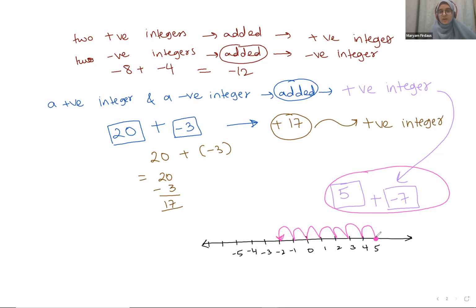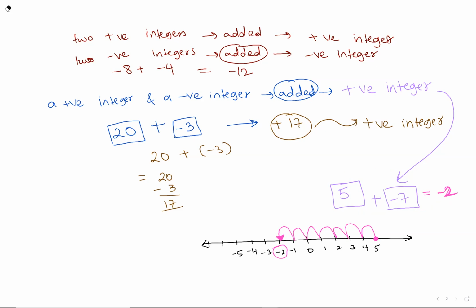So where have I reached now? Minus 2. Yes, we have reached at minus 2. So now the answer over here is negative 2, right? So in the first example, we were getting a positive integer. In the second example, we are getting a negative integer. So can you rewrite the statement now? Can you rephrase it?